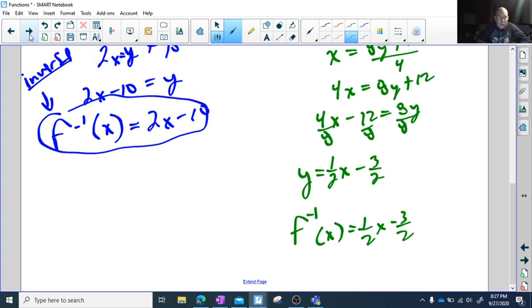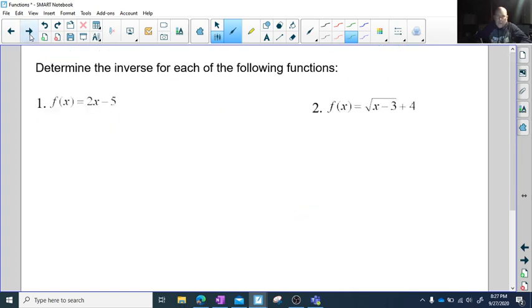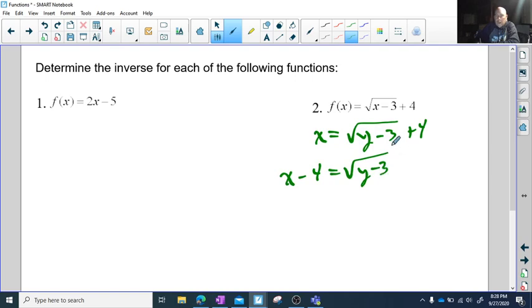Now if we pick one that's a little more challenging, let's suppose I had something like this, and I wanted to, so that's a linear one, we already did a couple of those. Let's try this one that's got a square root in it. Same procedure, switch, instead of f of x, that's my y, I'm going to make it an x, square root, y take away 3 plus 4. So move your 4 over, x take away 4, square root, y minus 3.